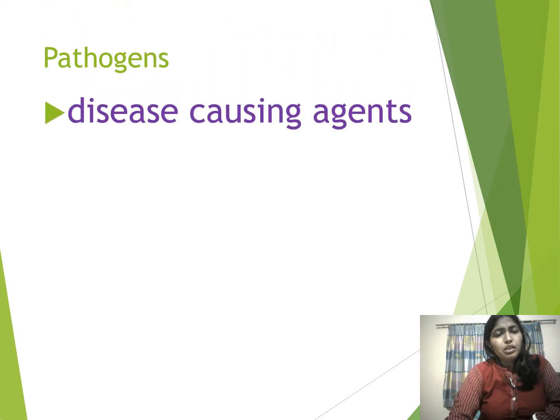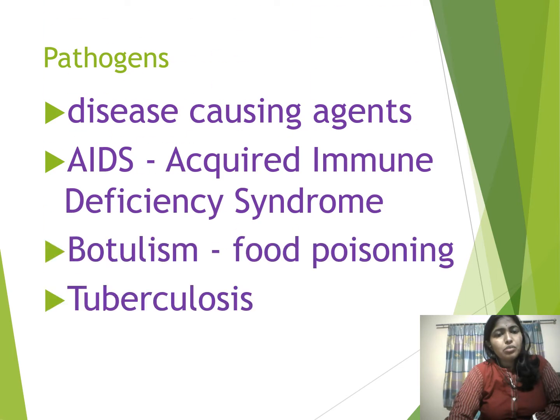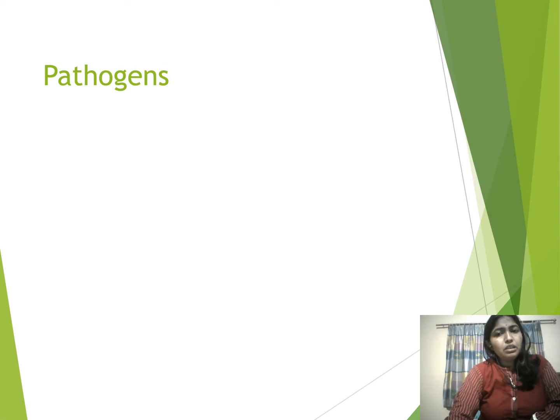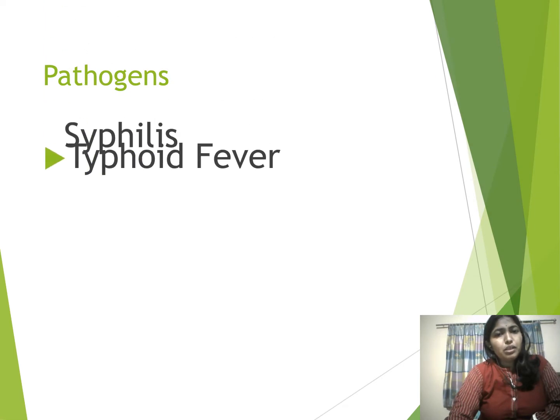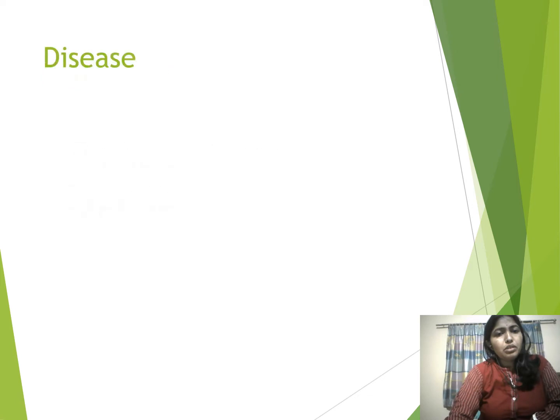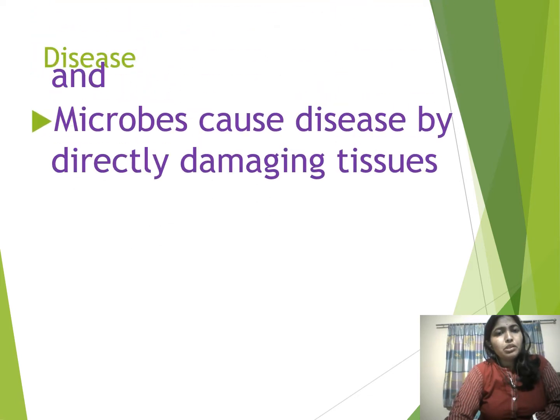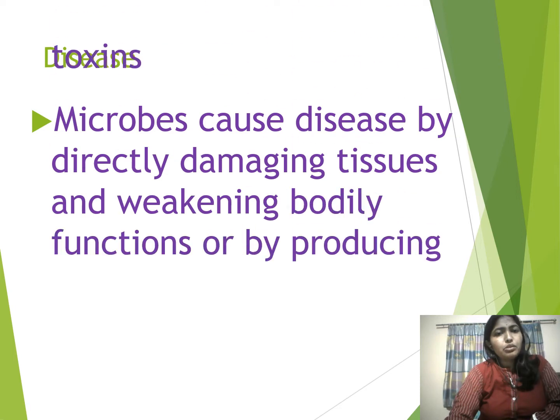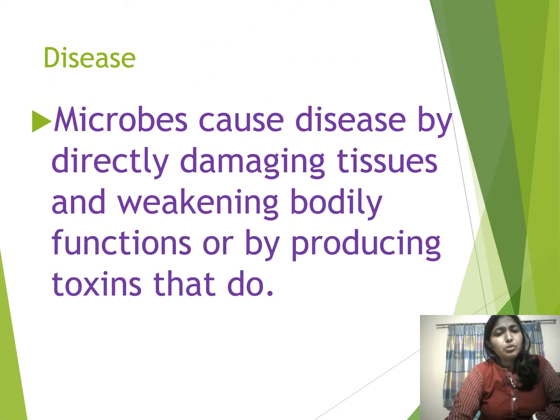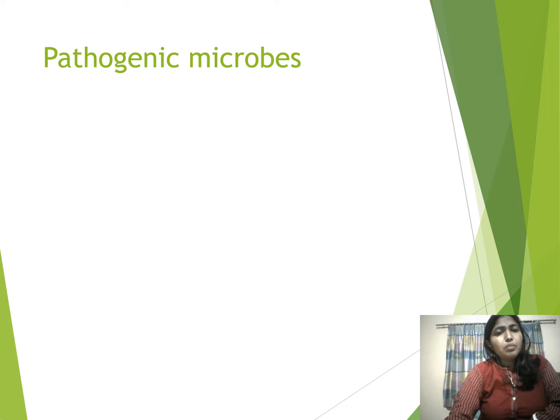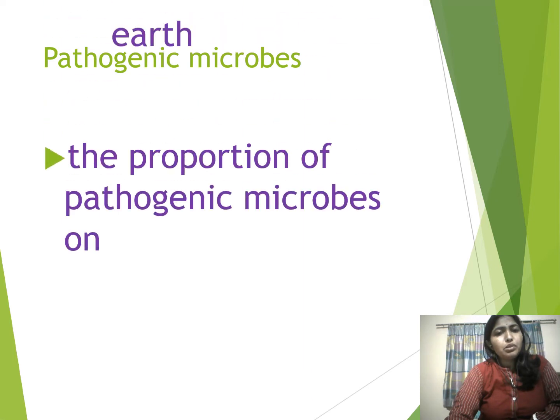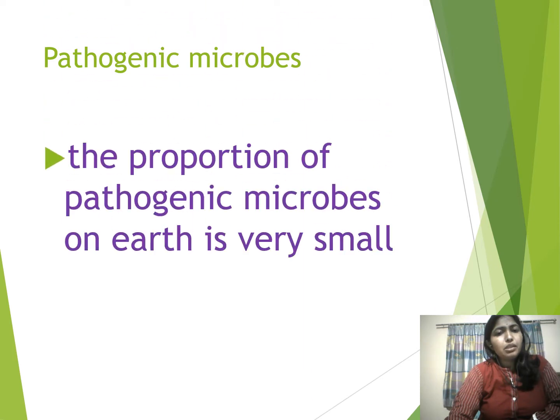Pathogens are disease-causing agents, such as acquired immune deficiency syndrome, botulism, and syphilis. Microbes cause disease by directly damaging tissue, weakening body functions, or producing toxins. However, the proportion of pathogenic microbes on earth is very small.